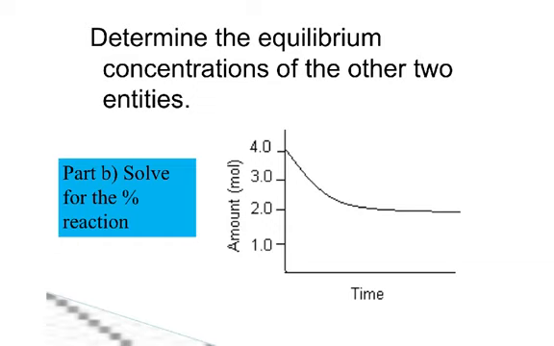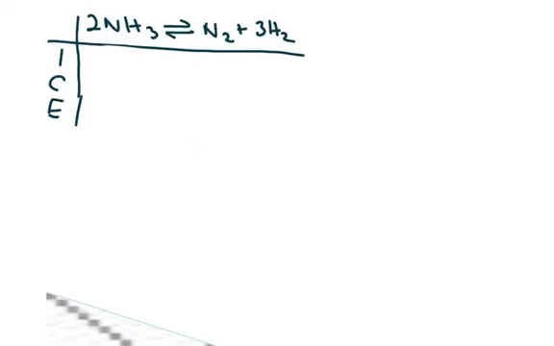So we have a graph. It's showing us an amount in moles on the y-axis over time, and we're going to solve for the values at equilibrium. So we're going right back to the first part of our lesson where we're figuring out values at equilibrium. So we're going to be starting with that ice table, and then we'll go back to part B where we do a percent reaction afterwards. So I've set up my ice table. My balanced equation is along the top. My ICE is down the left-hand side.